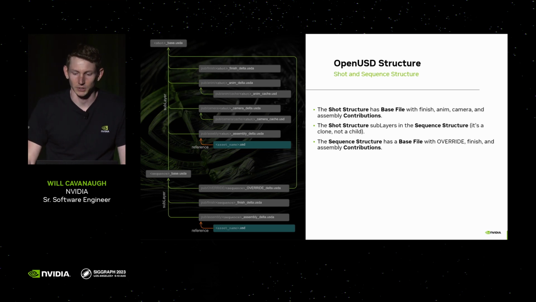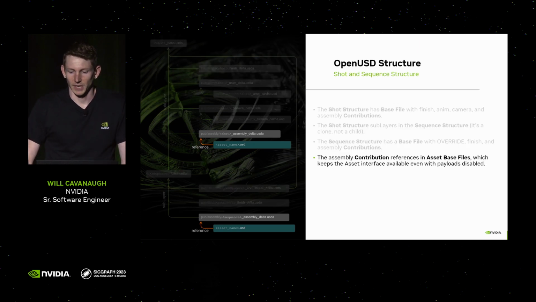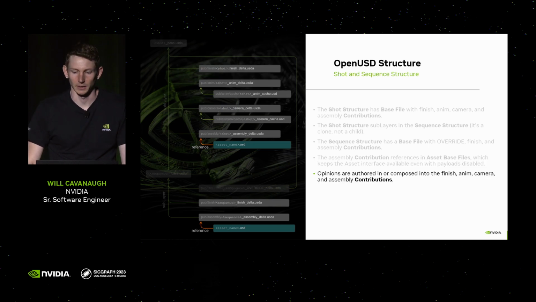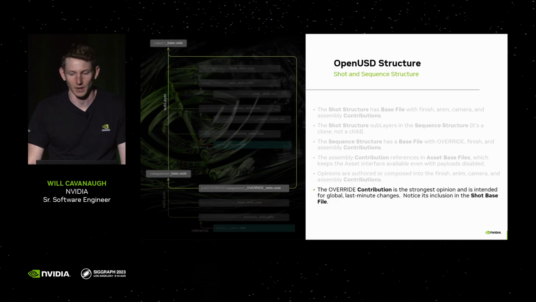As with assets, our sequence and shot structure relies heavily on USD composition. Sequences act as a basis for shots, meaning that we're able to author a starting point for all shots in the sequence once, and only author deviations from that basis in each shot itself. Like with assets, sequences and shots have a base file that composes contributions. Here, those contributions are things like assembly, finishing, anim, and camera. We reference the base of each asset's package that we're interested in consuming in the assembly contribution, author transformations, lighting, et cetera, in finishing, and so on for the other contributions. We have a special override contribution that authors the last say and is composed as the strongest opinion in both the sequence and shot base. This is a rarely used but powerful mechanism to make a change that affects every shot in a sequence and can't be stepped on by opinions authored in the shot.